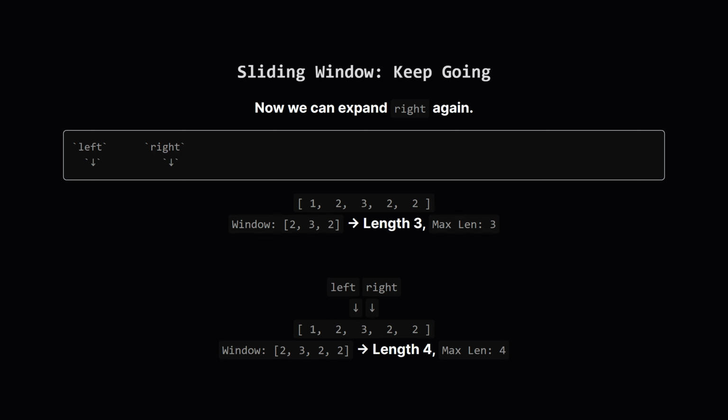Let's move right one last time. The window is now 2, 3, 2, 2. Still just 2 types. And the length is 4. That's our new maximum. Since we've reached the end, 4 is our final answer.